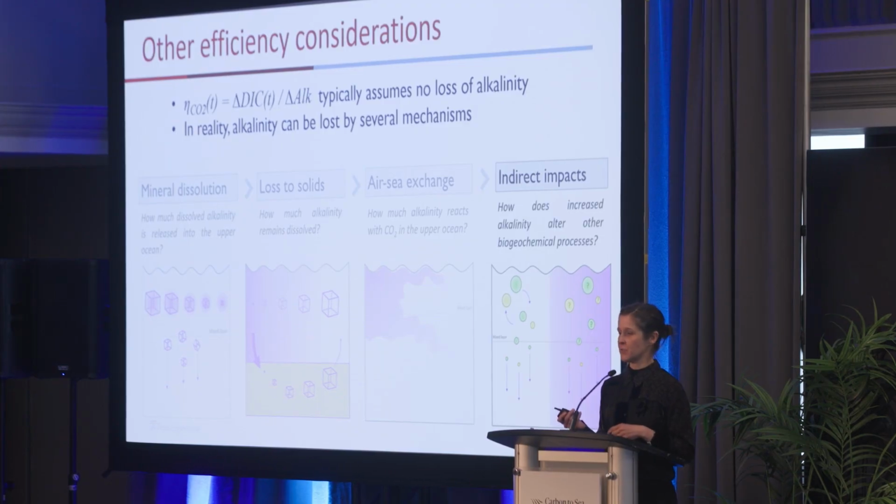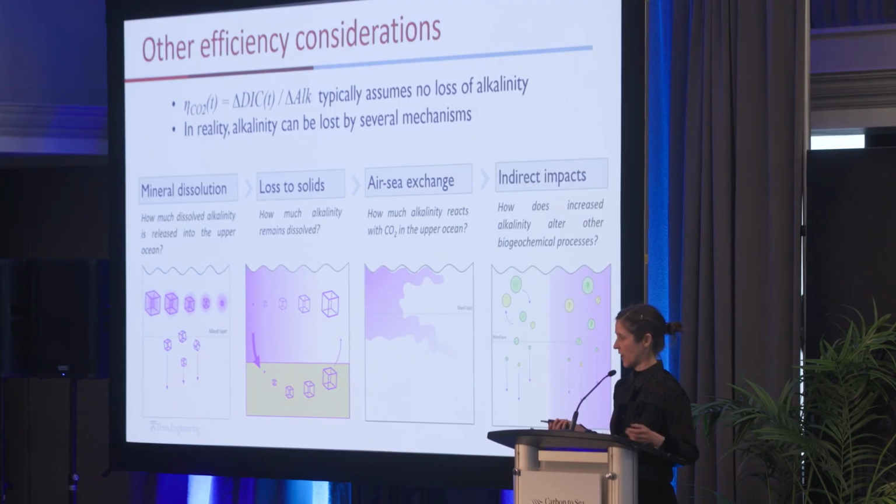And then finally, we get to the thorny, interesting ones, indirect impacts. So how does alkalinity impact other biogeochemical cycles in the ocean? So we have here 4 different categories of efficiency loss pathways, and these make sense logically to think about in this sequential order from 1 to 4. In reality, there will definitely be feedbacks between all of these different loss pathways, but as a mental model, the sequential order makes sense. So I'm going to be talking about each of these in a bit more detail and subcategories within these categories.